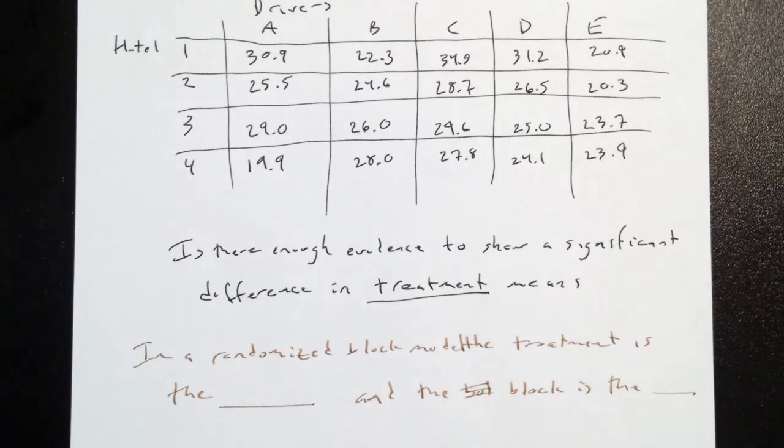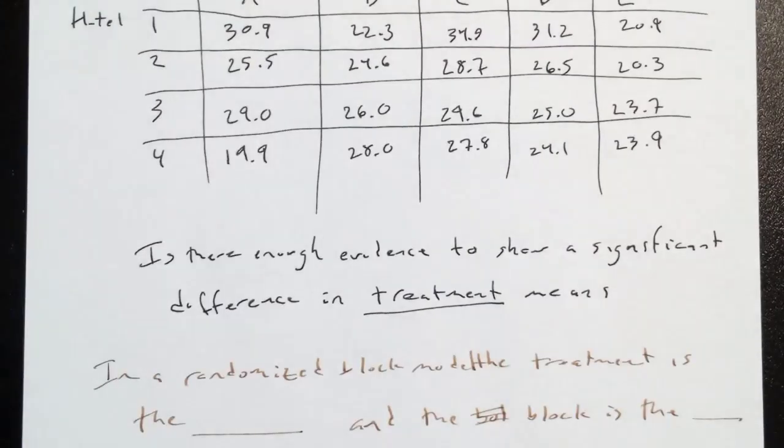I'm going to fill in one of those 2 blanks with the word column. I'm going to fill in one of those 2 blanks with the word row. Are the rows the blocks or the treatments? Are the columns the blocks or the treatments? There's a default when we do a 2-factor ANOVA. Max?